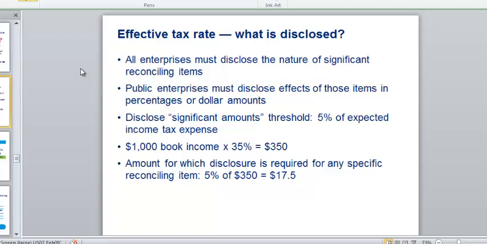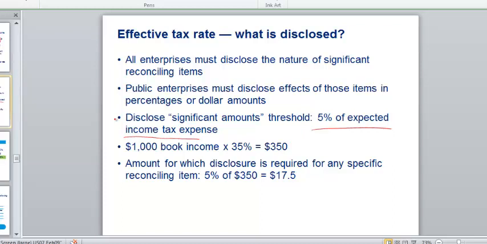Okay, so in your rate rec, one question you might ask is, sometimes companies have very small rate recs, like they only have 4 lines. Other times they have big rate recs, like 10 lines. You might ask, why 4? Why 10? Why not 6? Why not 100? And the answer is that you disclose the amounts that are significant. And that's significant, this is an SEC threshold, 5% of the expected income tax expense.